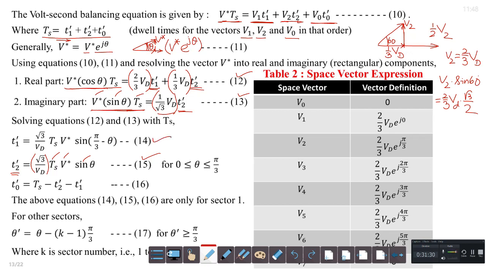The other way is, because of the symmetry, the same thing we can apply. What is the expression for T2 dash?